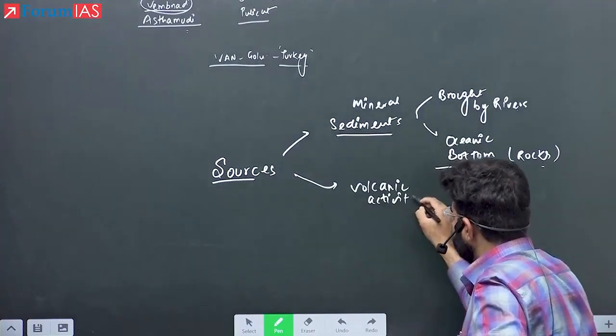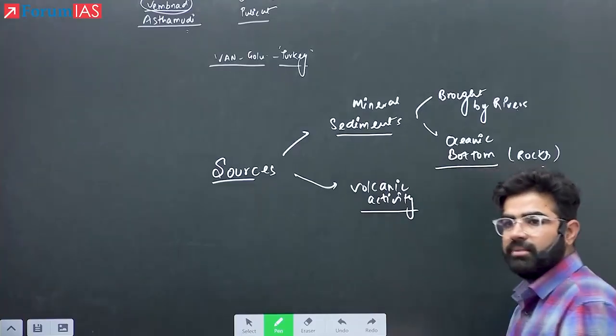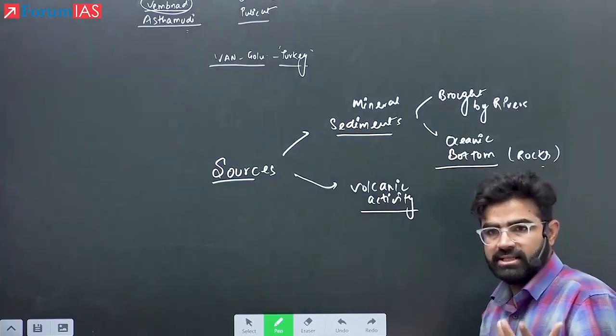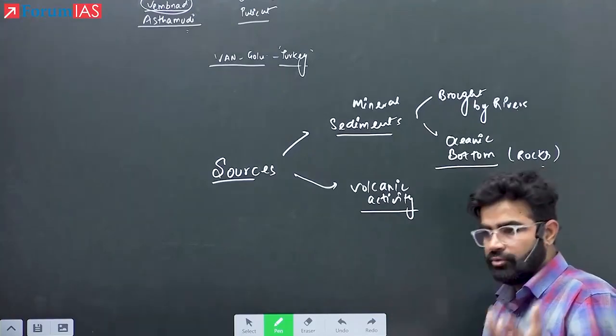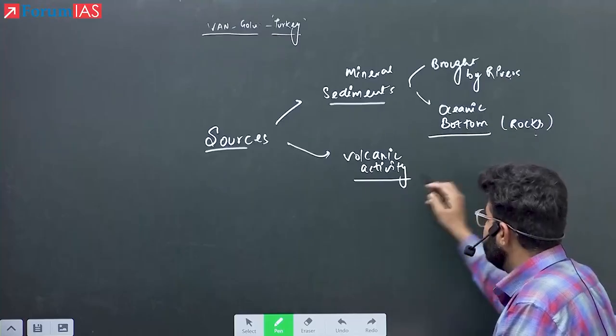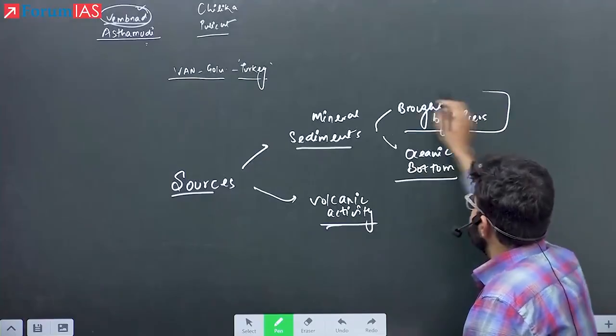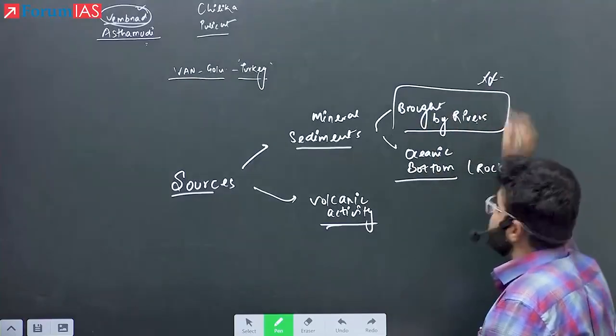How the volcanic activity will contribute to these salt particles? Because rock is nothing but, for example, there is any MgCl rock. If it is coming out with the volcanic activity, it will contribute salt, yes or no? Yes. So the volcanic activity, these are the major source. Now the largest source of the salinity is the rivers, right?